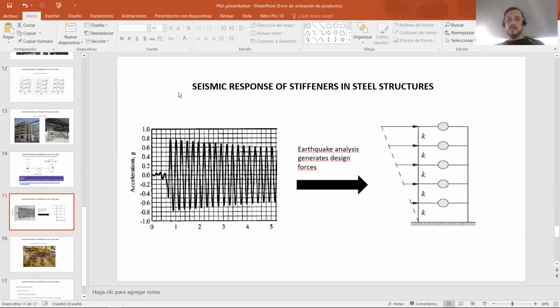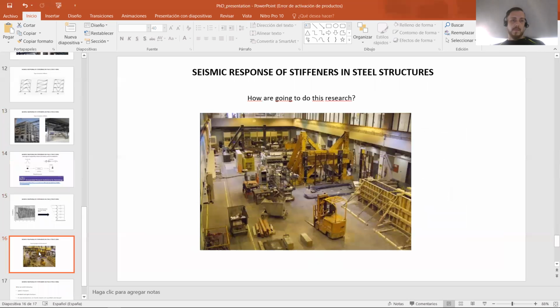And these are basically what happens when an earthquake comes to the building: we have the seismogram and we have the building. And how are we going to do this research? Well, with the seismogram, we apply it to some structures that are built in laboratories like this, so we can test the results.